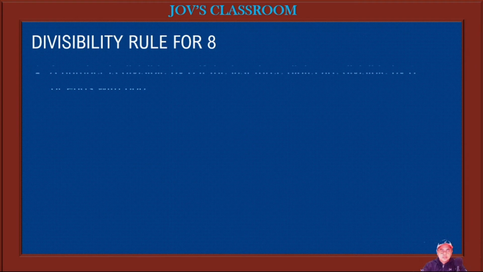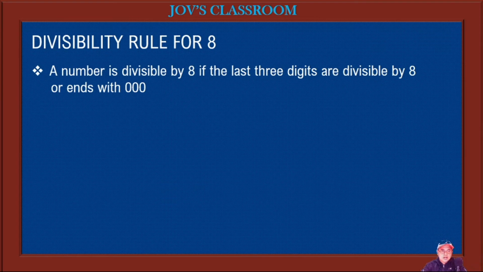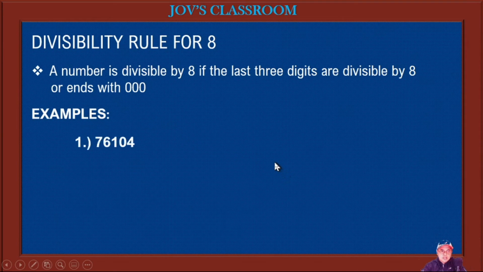Divisibility rule for 8. A number is divisible by 8 if the last 3 digits are divisible by 8 or end with 000. So in the divisibility rule for 8, just simply inspect the last 3 digits, the ones, tens, and hundreds digits. If they are divisible by 8, for example, the last digits are 104. If you divide it by 8, you can test if it is divisible by 8 if the answer is a whole number.